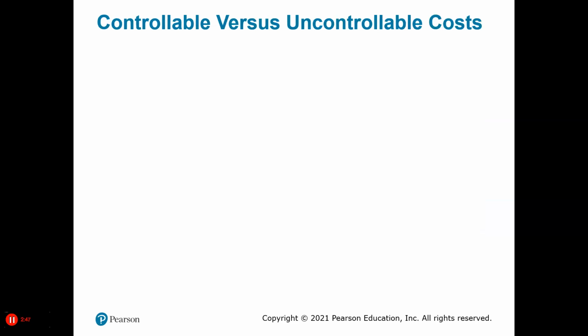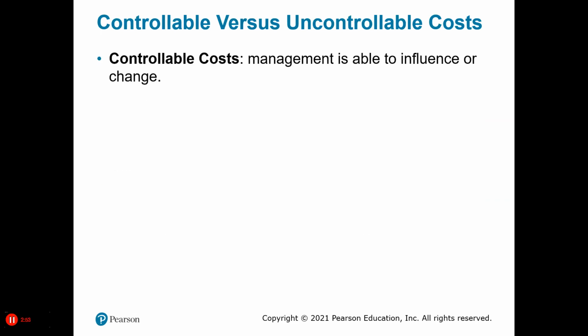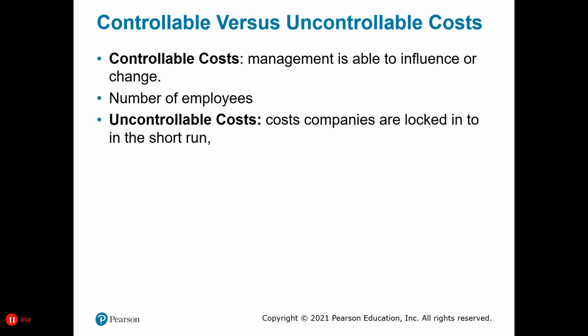Now we have controllable versus uncontrollable costs, and what this really is, is variable versus fixed. If you have a controllable cost, management is able to influence or change it. An example would be number of employees. Uncontrollable costs are locked in the short run. A good example would be rent.